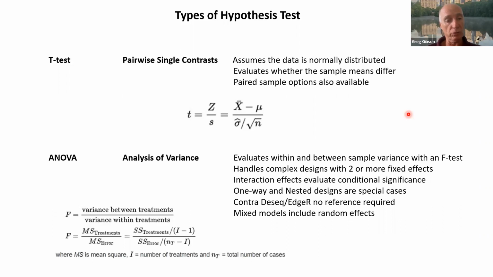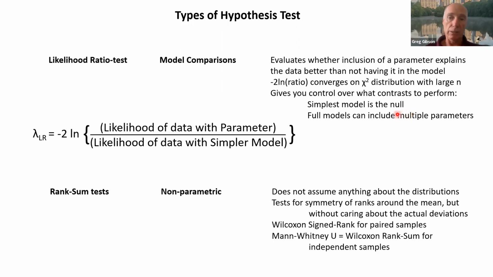This is the ANOVA framework. So the F ratio is evaluating the variance between treatments to within. We've discussed that. Many of you are maybe familiar with EdgeR or DESeq fitting a likelihood ratio test. So what you're doing there is evaluating whether inclusion of a parameter in a model gives you a better fit to the data, so reduces the unexplained variance. And so the likelihood ratio test statistic is asymptotically chi-squared distributed.